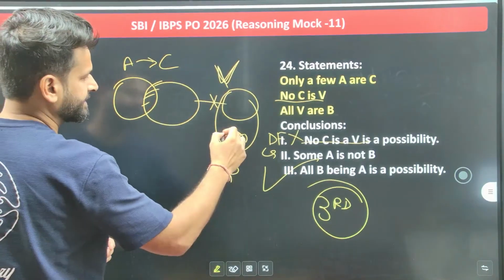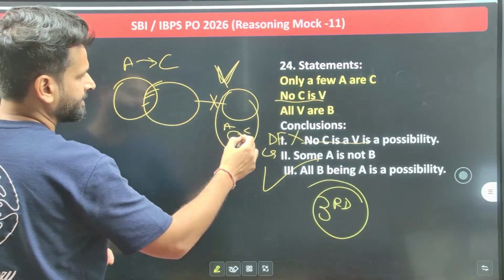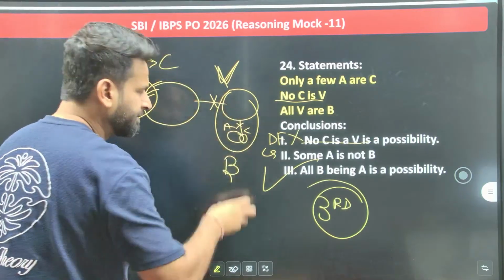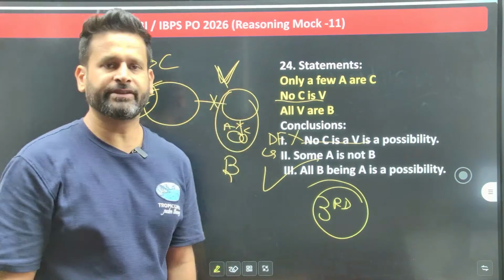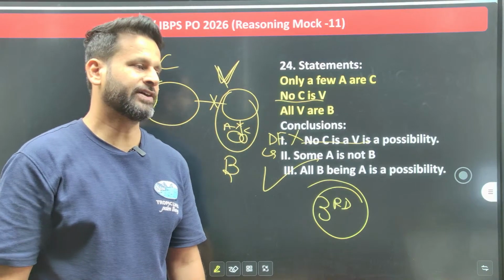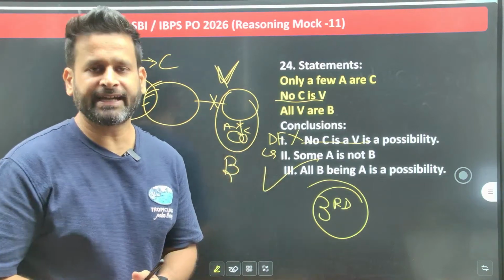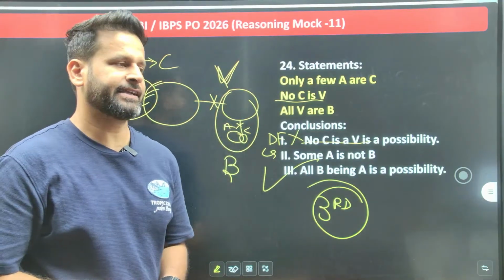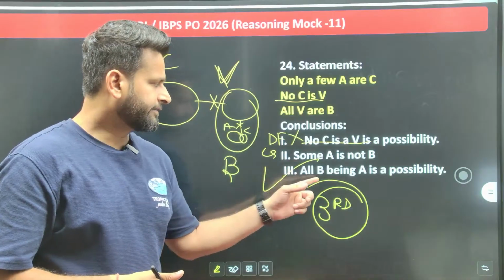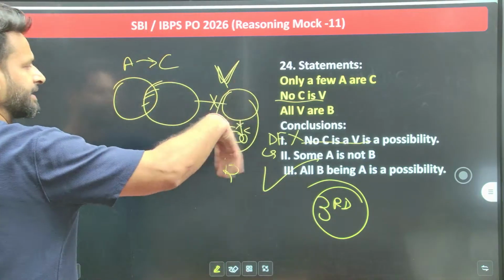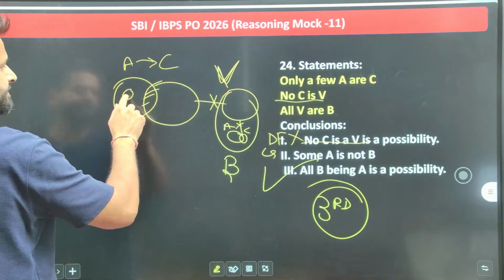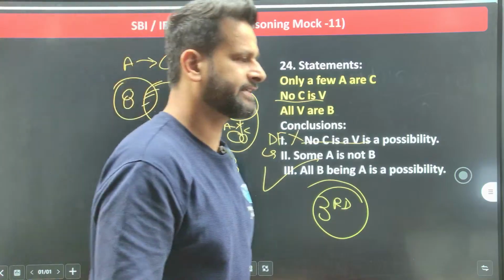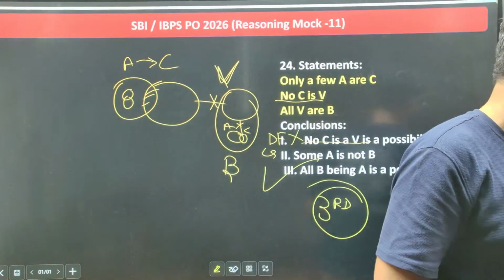Related to B, as I said, this can be A, this can be C, and no C is still V. A and C can completely be picked and placed inside B without overlapping with V. So when it is possible, how can you say that some A is not B? You can place all A inside B. This is the diagram. Third one, all B being A. Pick complete B and V, put inside A without overlapping with C. So yes, it will be possible. Is it okay?